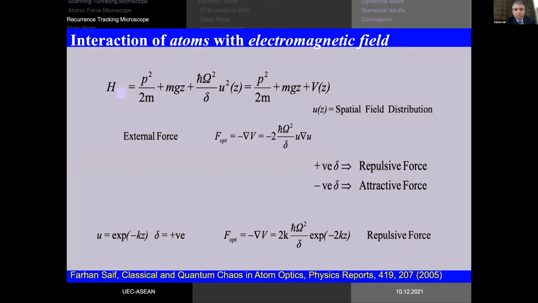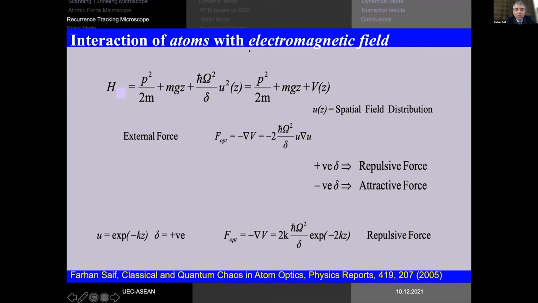Just showing a few numerical equations, we can write the dynamics of atoms in the electromagnetic field in terms of the kinetic energy and potential energy. So the kinetic energy is simply p squared by 2m, and the potential energy, which is coming because of two fields, the gravitational field and the optical field, can be seen as the first term due to the gravitational field and then the optical field. The optical field has a spatial variation, as does the gravitational potential.